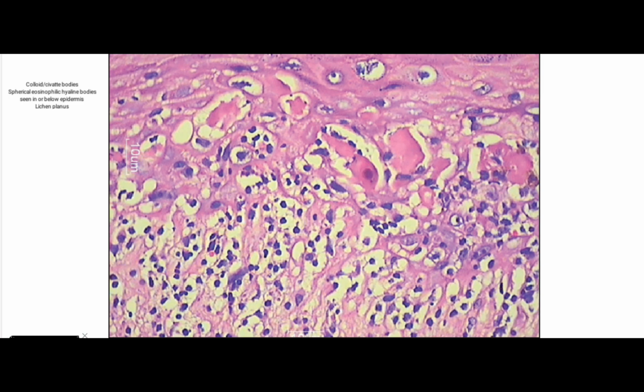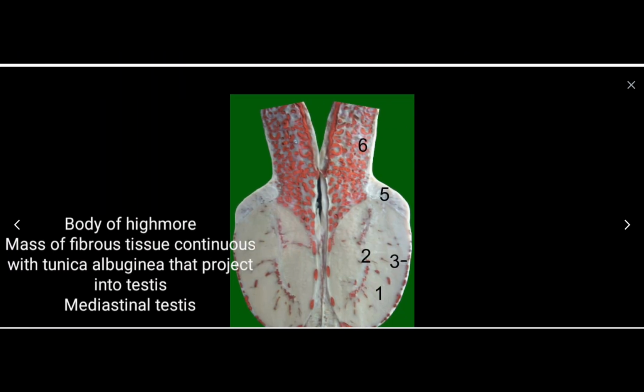Then we have colloid or Civatte bodies. Colloid or Civatte bodies are spherical eosinophilic hyaline material seen in or below the epidermis in lichen planus. So below the epidermis we will have spherical eosinophilic material, that is colloid bodies, in lichen planus. Then we have body of Highmore. It is a mass of fibrous tissue continuous with the tunica albuginea that projects into the testis and is also known as the mediastinum testis.